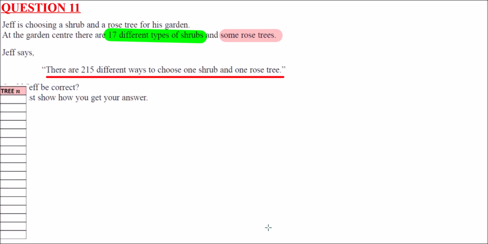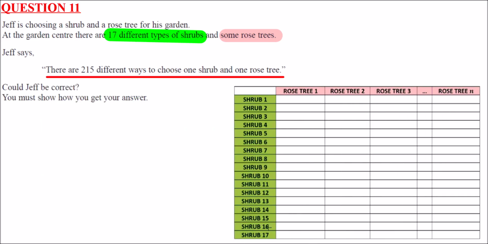We could picture it like this in some form of table. So we've got 17 shrubs to choose from here, and each of those could be matched to some rose trees. We're not told how many rose trees there are though. So imagine this is the first rose tree, that's the second, that's the third, all the way up to the nth rose tree, where n is some number, we're not sure what it is yet. But all of these boxes here, they relate to the total number of combinations. So all of these boxes here in blue would have to total exactly 215 if Jeff were to be correct.